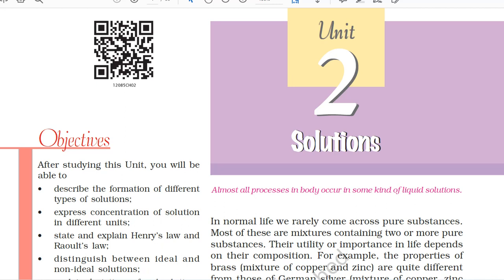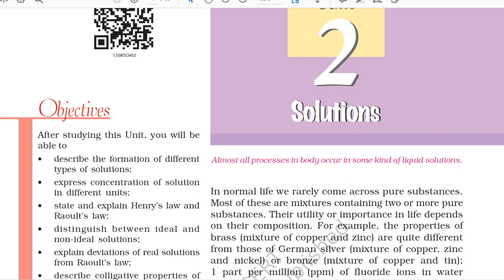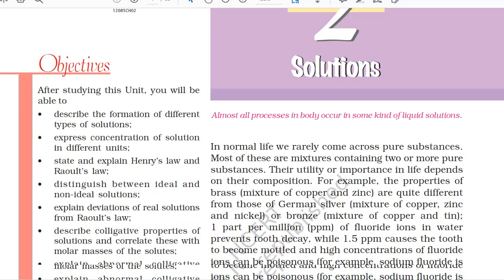For example, the properties of brass (mixture of copper and zinc) are quite different from those of German silver (mixture of copper, zinc and nickel), or bronze (mixture of copper and tin).